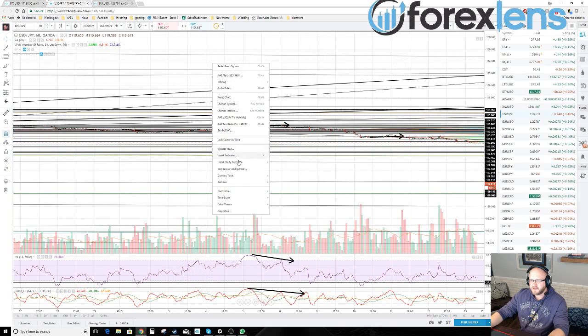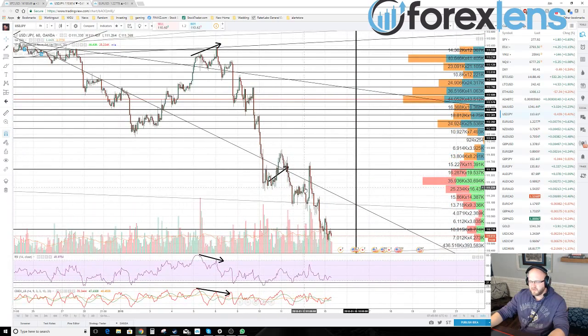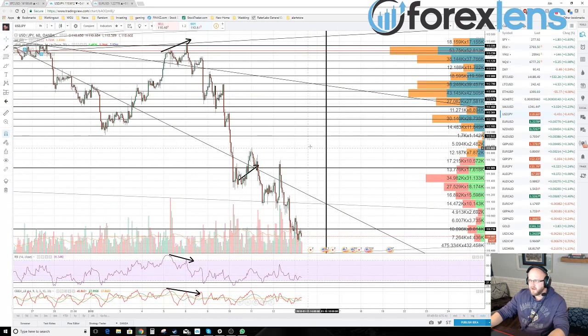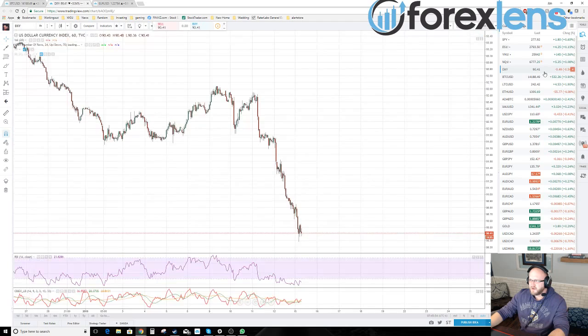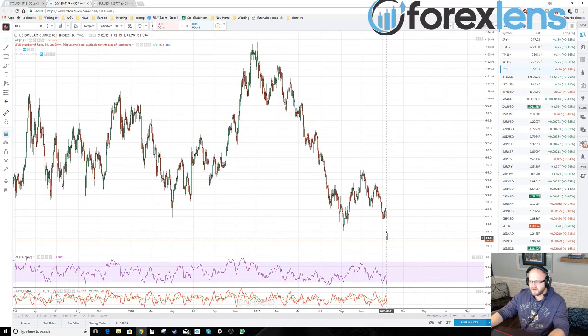Oh, gotta reset that scale. Out of scale rather. Oh man, this guy is beat up. Oof. Also, take a look at the DXY. This guy, the dollar, is just falling apart. Big gap down there. Look at that.